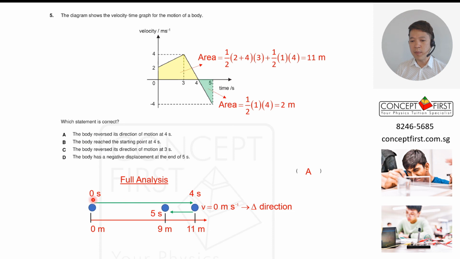So I'm now trying to mimic the motion of this object starting from 0. It went forward 11. In order to change direction, you have to stop, and then it comes back. So conclusion, whenever an object is moving in a straight line and it changes direction, the point when it changes direction, the velocity must be 0. It's an indication of direction change. Okay, so we have the answer A.